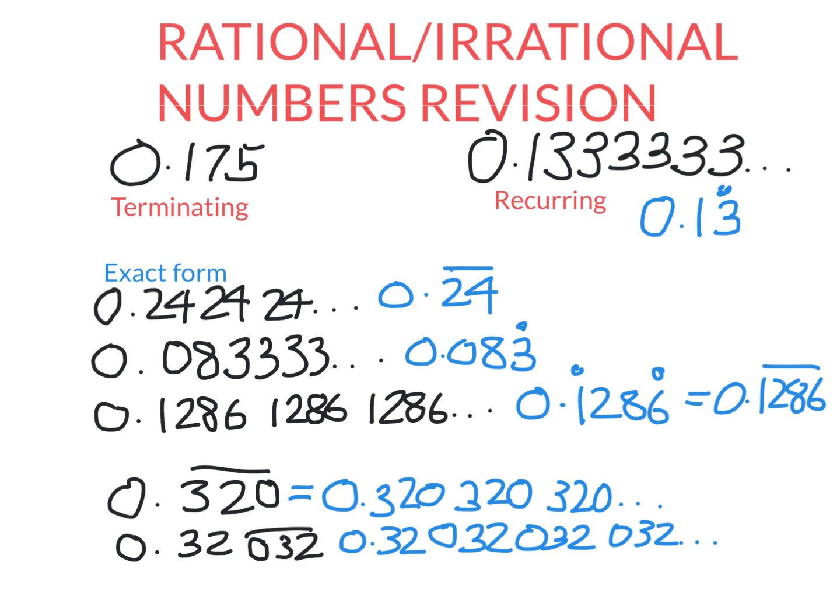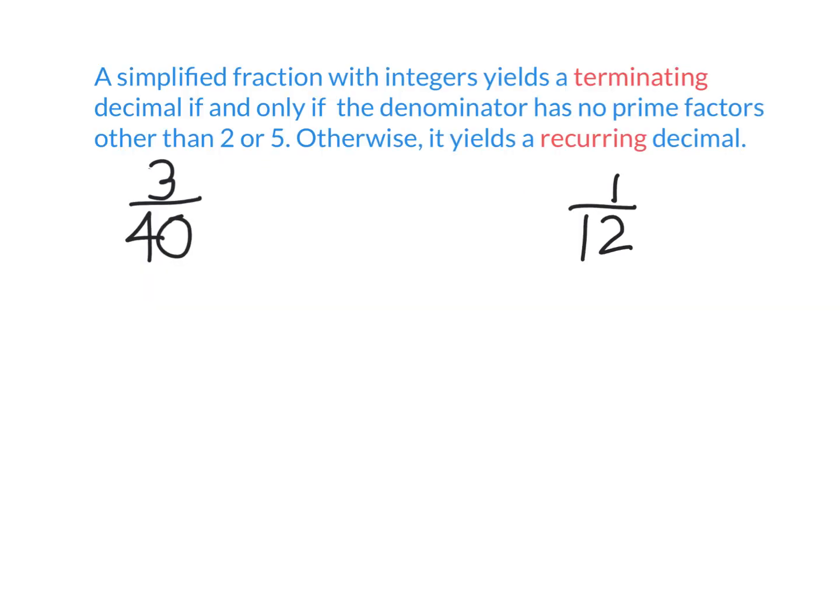All right, let's now look at converting fractions to decimals. So it turns out whenever you have fractions with an integer numerator, so numerator is a whole number, and a denominator that's also a whole number, you will always get either a terminating or recurring decimal. So there is a way to check which it will be. It all depends on the prime factors of the denominator when the fraction is simplified.